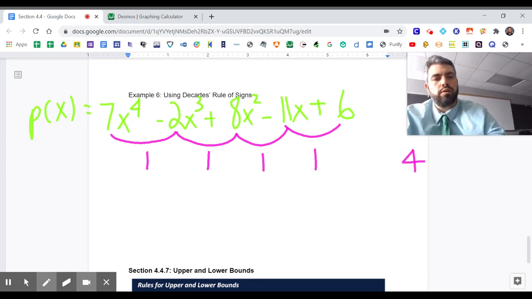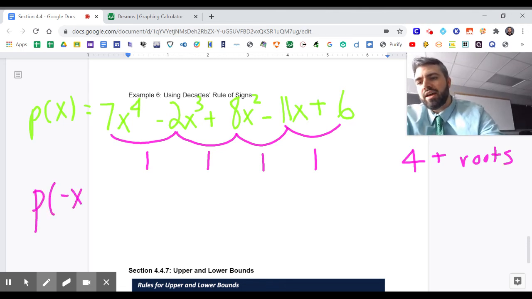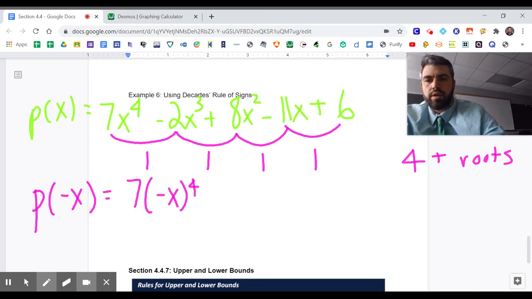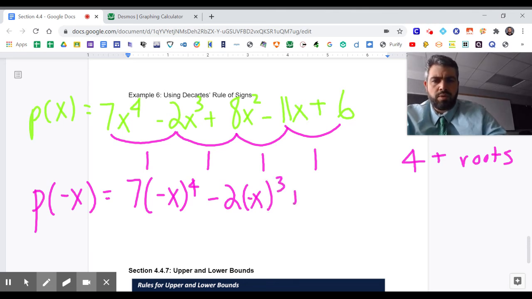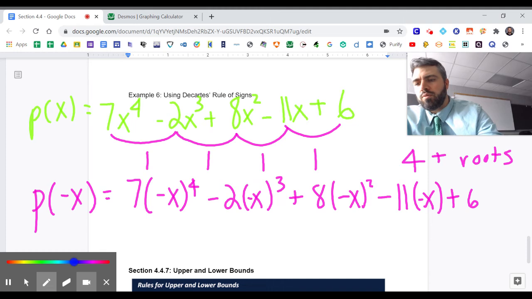So 4 positive roots, okay? Up to 4 positive roots. Now, let's look at p of negative x, okay? And so that's like saying p of negative x to the 4th, then minus 2 times negative x to the 3rd, and then we get plus 8 times negative x squared, and then minus 11 times negative x, and then plus 6, okay? So that reduces to, reminding ourselves that every time there's an odd power, it changes the sign.